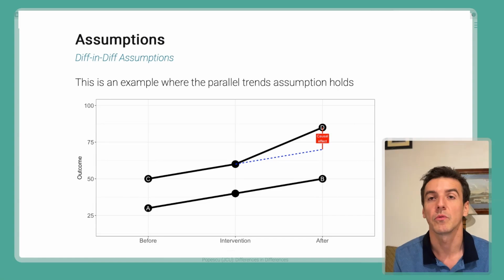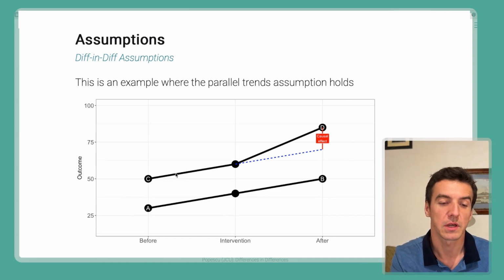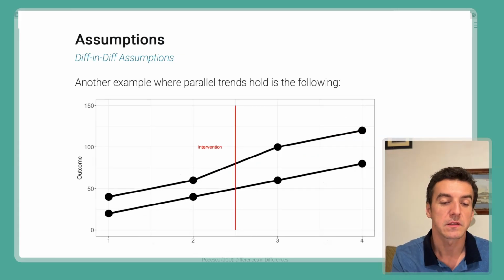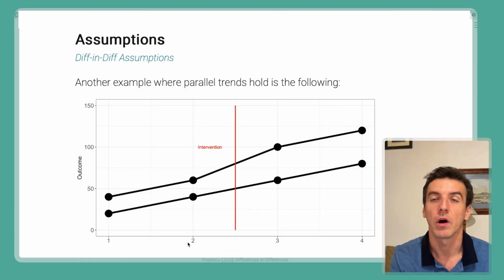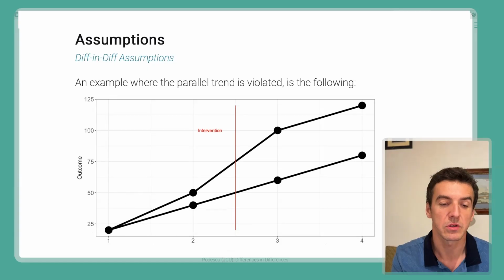This is an example where parallel trends holds. You can see here that prior to the intervention, there are parallel lines. This is also an example where parallel trends holds. You can see that you've got 4 time periods, 1, 2, 3, 4, and you notice that the treatment and the control group look very similar in time 1 and in time 2 prior to the intervention.